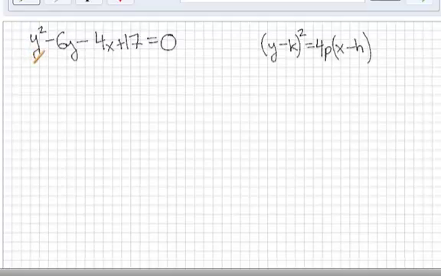It looks like you sent us a parabola, which you want to be able to identify because there's a y squared and just an x to the first power, so it's going to be a parabola. So for this equation, we want to complete the square.